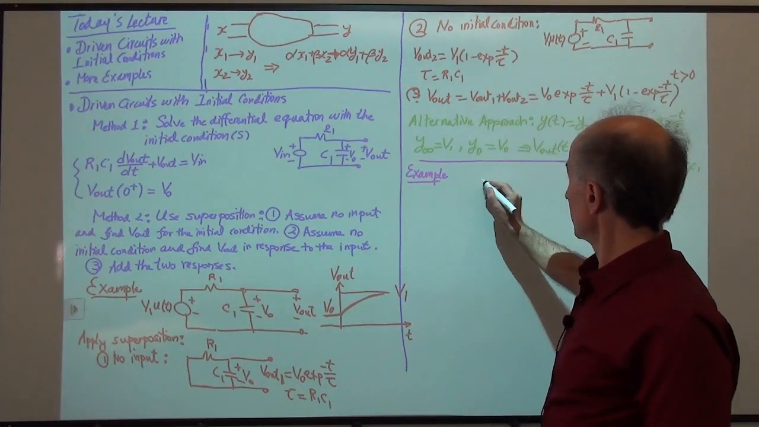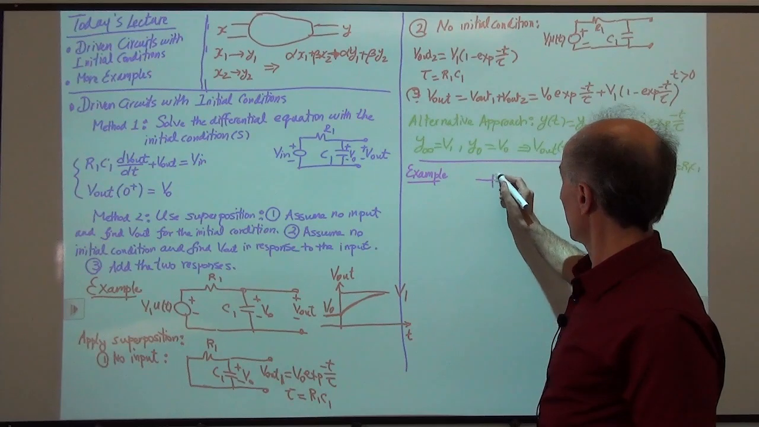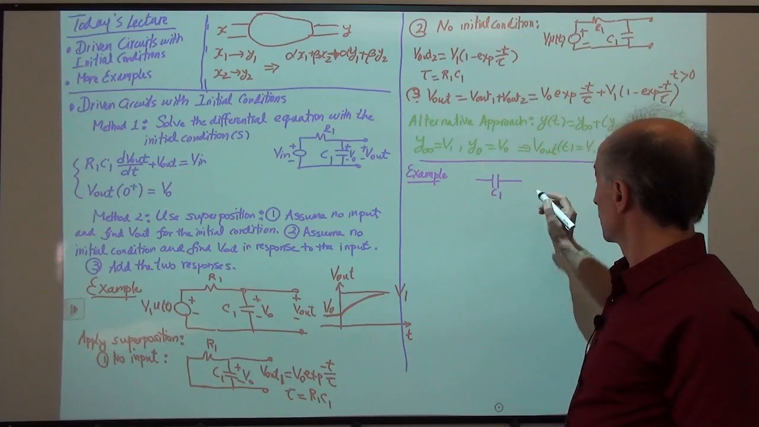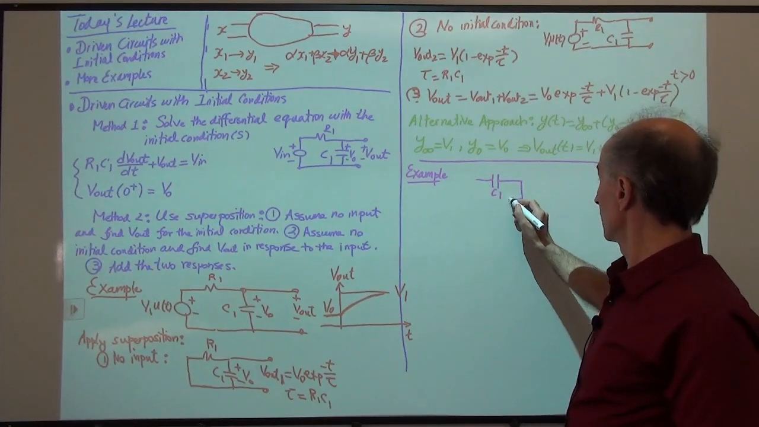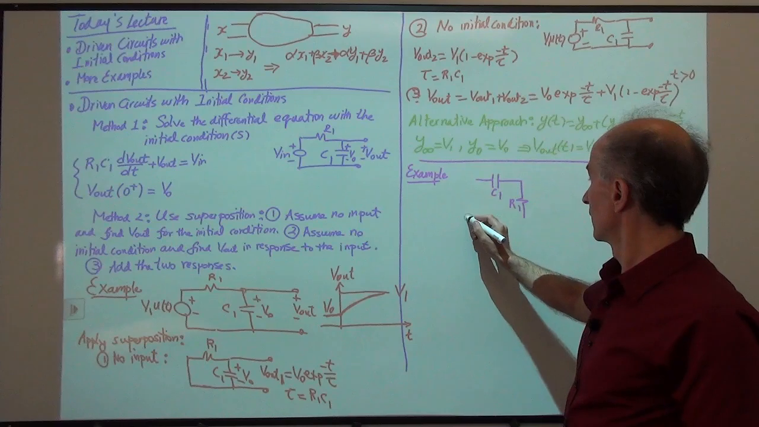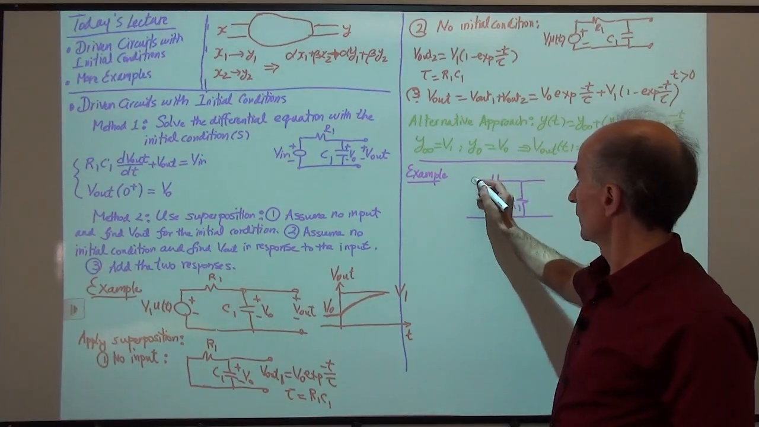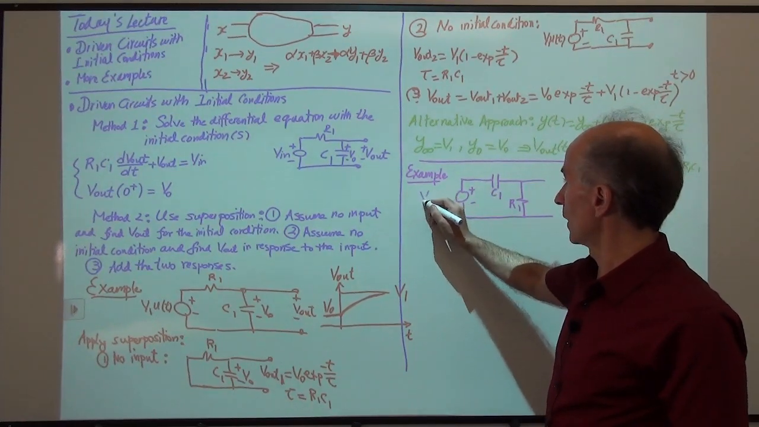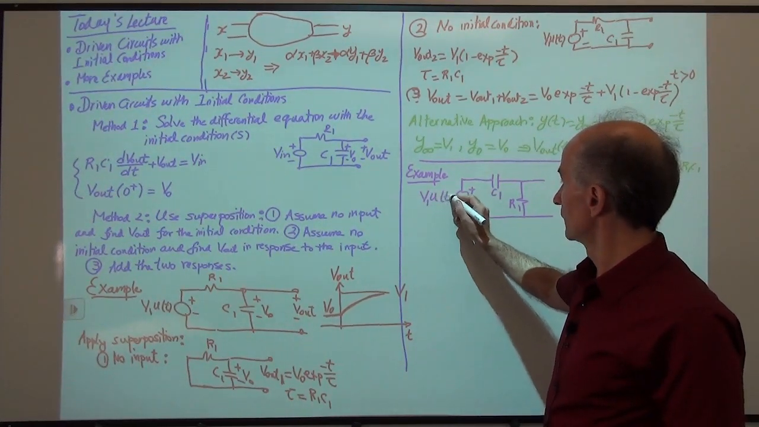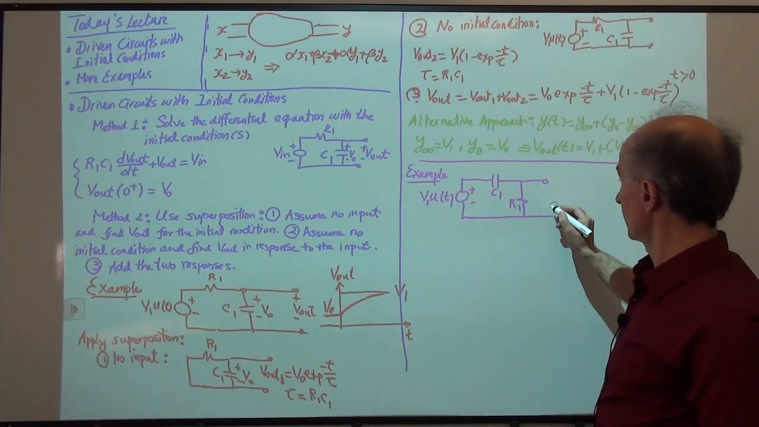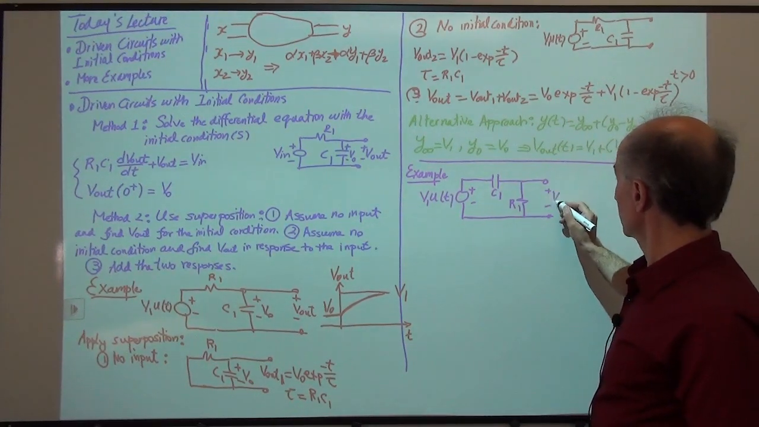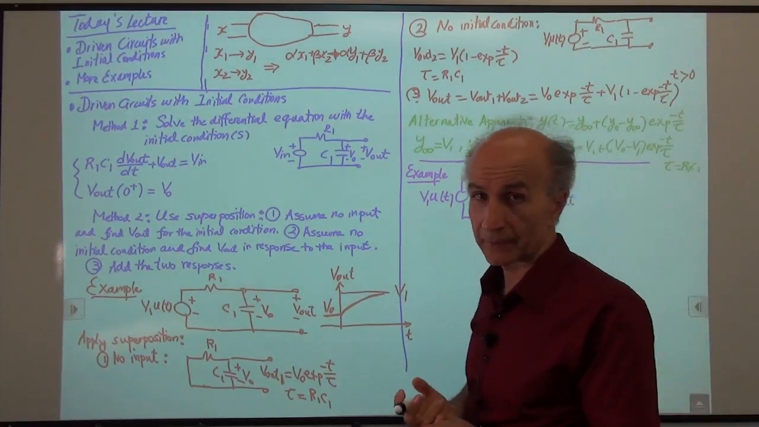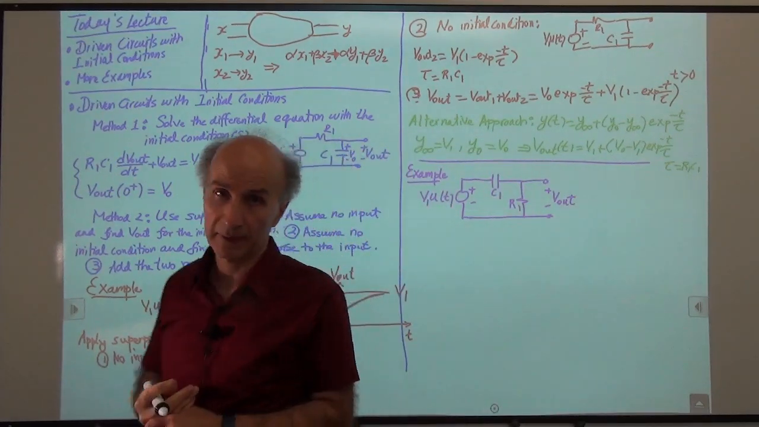Okay, so in this case, we have a capacitor like so, C1, and we have a resistor like so, R1, and then we have a step at the input. We call this V1 u of t, and we are interested in this voltage, V out. And let's say that the capacitor has no initial condition on it. So I want to analyze the circuit.